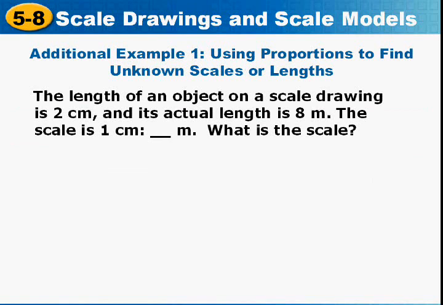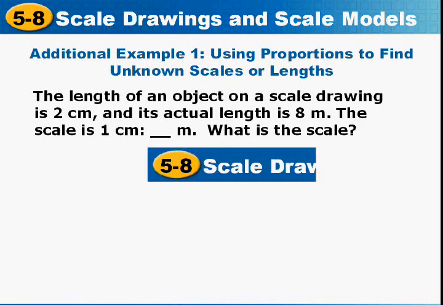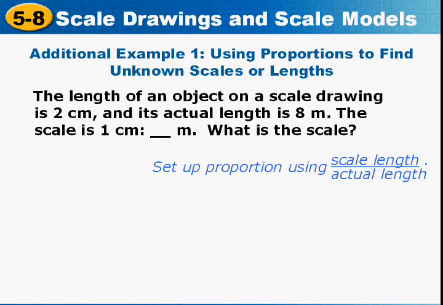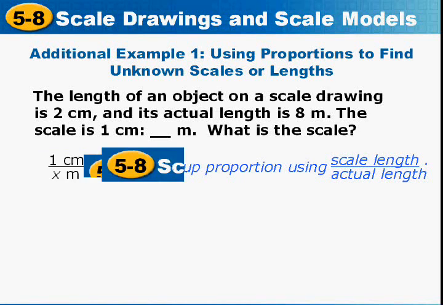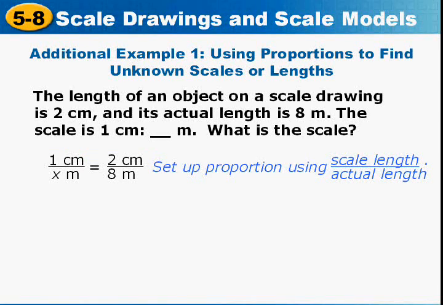Using proportions to find unknown scales or lengths. Here's an example. The length of an object on a scale drawing is 2 centimeters, and its actual length is 8 meters. The scale is 1 centimeter to how many meters? What is the scale? You would set up a proportion using scale length over actual length. The scale length is 1 centimeter to blank meters, and that's equal to the drawing scale, which was 2 centimeters to 8 meters.